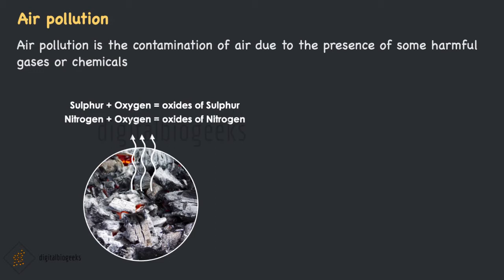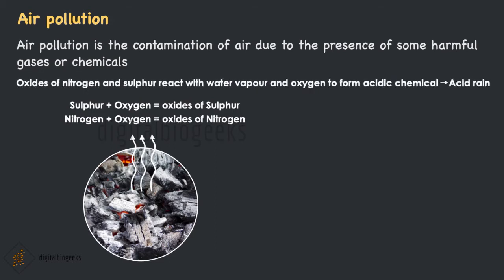Not only that, when these nitrogen oxides or sulfur oxides react with water vapor and oxygen in the atmosphere, they form acidic chemicals. These acidic chemicals dissolve in rain and form acid rain. When this acid rain falls into seas and lakes, it becomes harmful to aquatic animals. It also causes paint to peel off and results in corrosion of metals. Acid rain has bad impacts on human health as well.